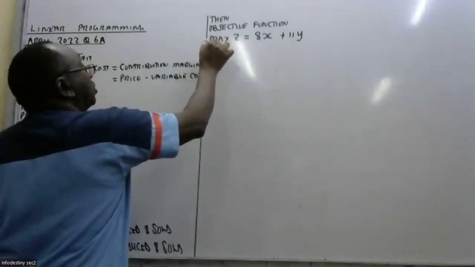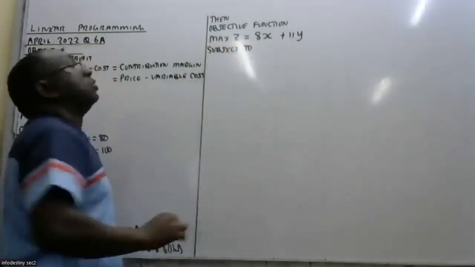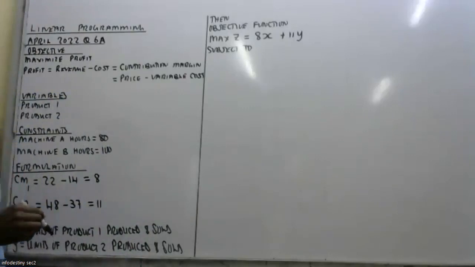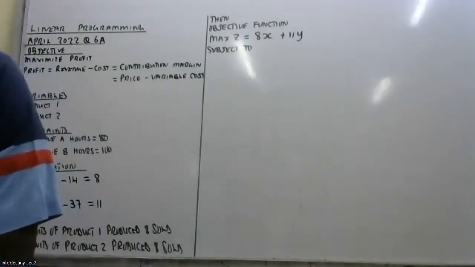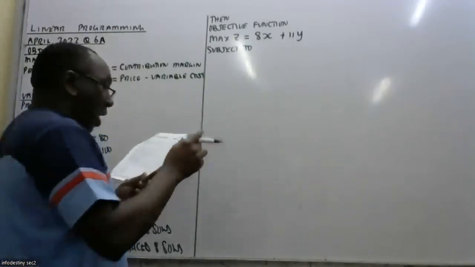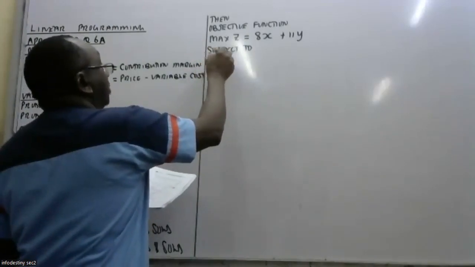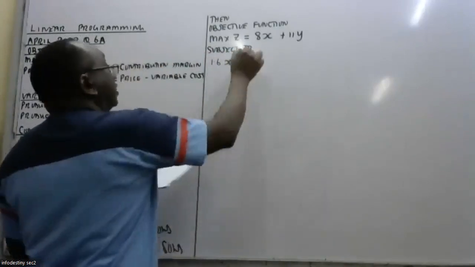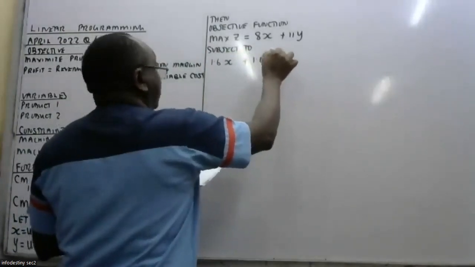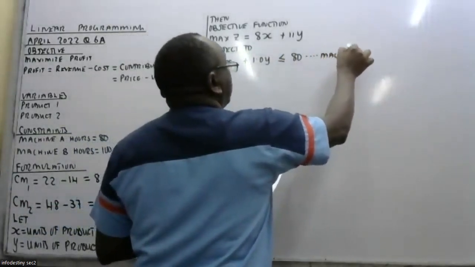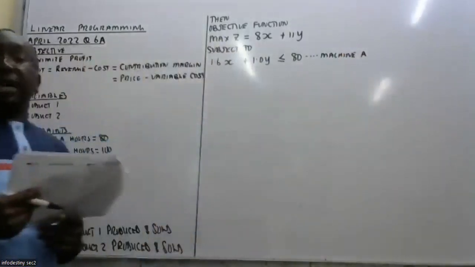Now this is subject to the constraints. We have machine A. Machine A requires 1.6x plus, for product Y, 1.0y, and this should be less than or equal to 80. This is machine A.